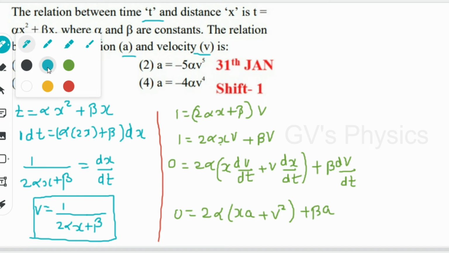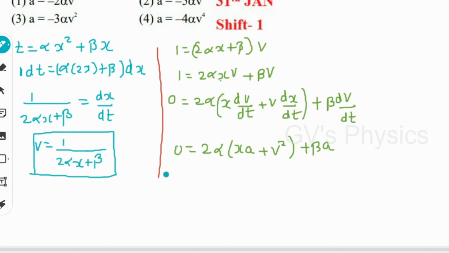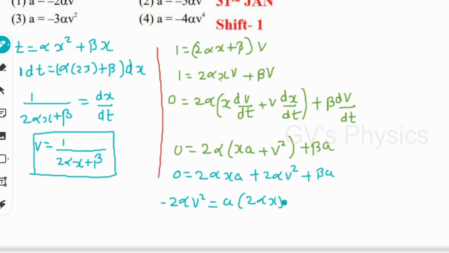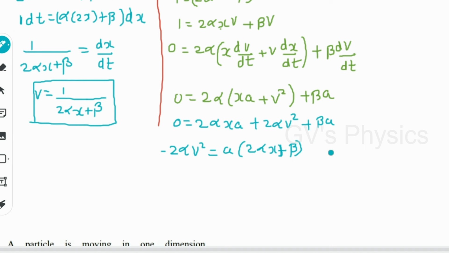Now we'll reform the equation. 0 is equal to 2 alpha x into a plus 2 alpha v square plus beta into a. We'll take this term to the opposite side. So it will be minus 2 alpha v square is equal to, taking a as common, a into 2 alpha x plus beta. We can take this term to the opposite side. So it will be minus 2 alpha v square by 2 alpha x plus beta is equal to a.